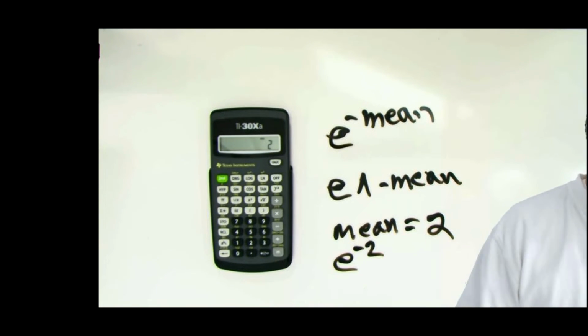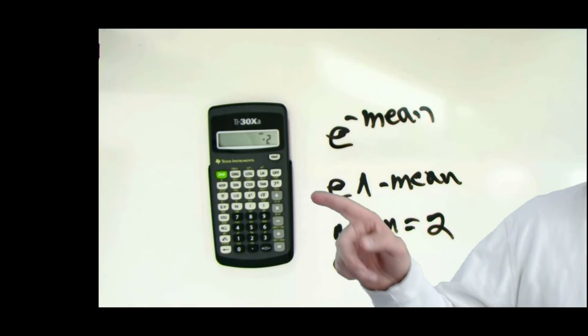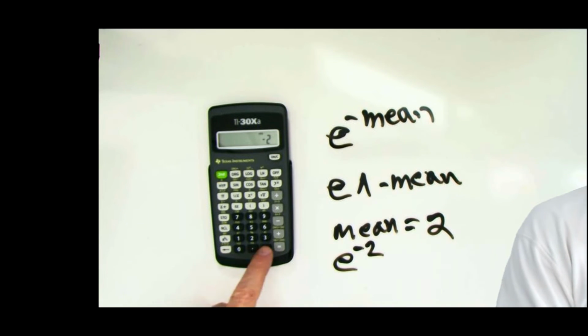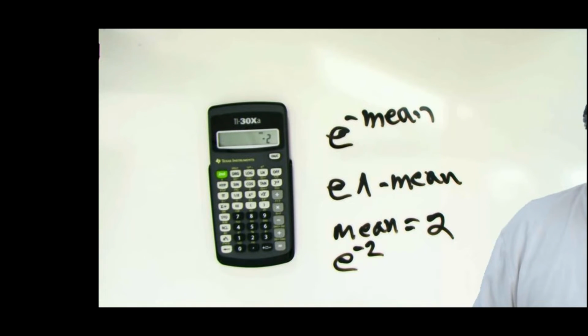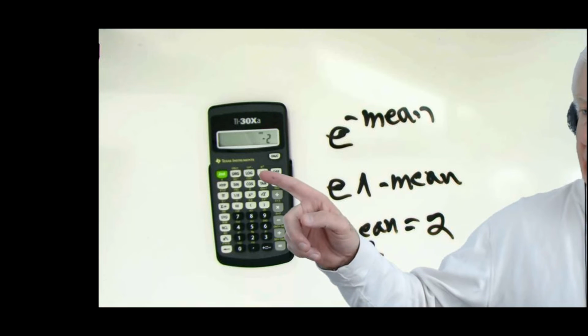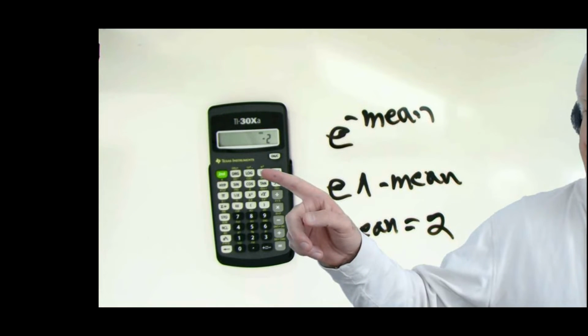Yeah, I tried that too. Okay, go ahead. And it makes it a minus. Right. If I hit it again, it'll make it a plus. It goes back and forth. It's called a toggle. Okay. Then I'm going to go second function, and right above this natural log button is e to the x.